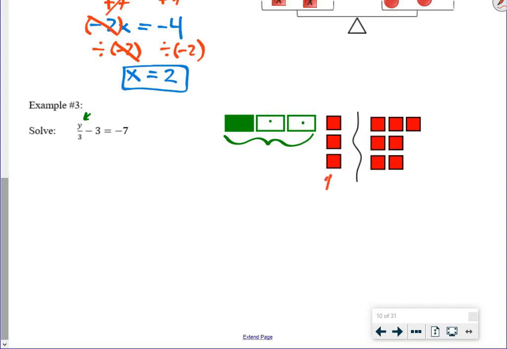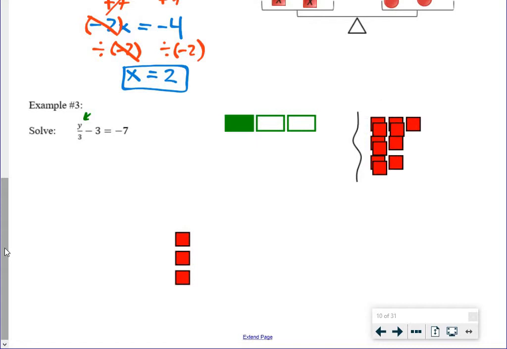We've got a negative 3 there and a negative 7 there. So if I were to solve this using the model, what I can do is remove 3 from that side, and I can remove 3 from this side. I will just cross them out. So I have 4 remaining on the right.